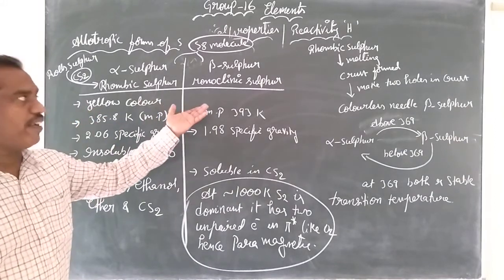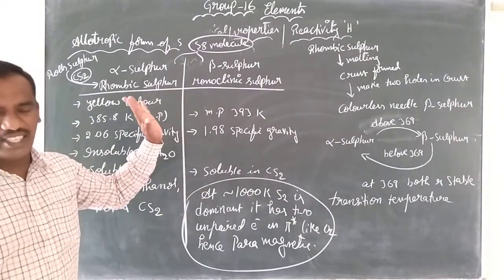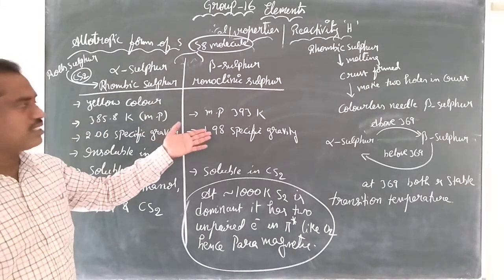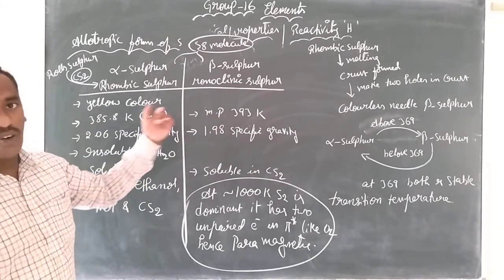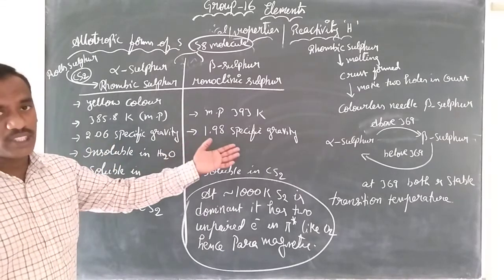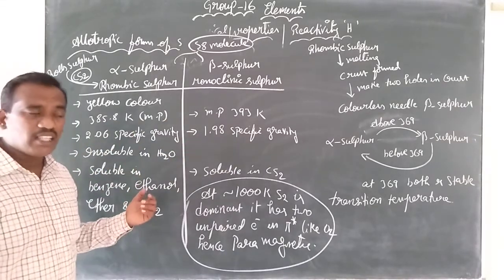We know it does not have any color, so I left it colorless. Coming to the melting point, 385.8 Kelvin, whereas this one is around 393 Kelvin. Coming to specific gravity, 2.06 and 1.9, that will be the specific gravity of the beta sulfur.